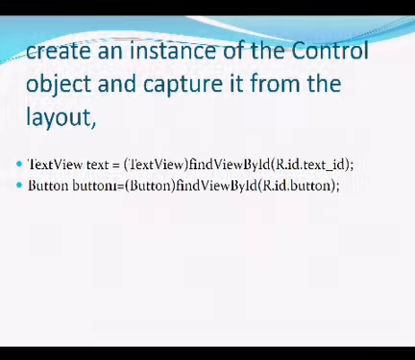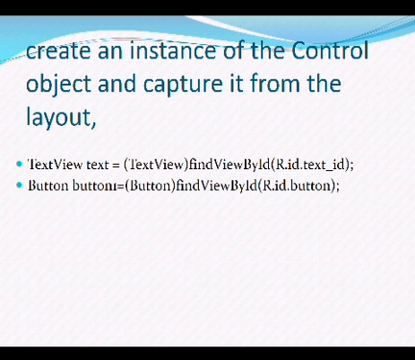Next we move on to how to create an instance of this control object and capture it from the layout file. So finally, create an instance of the control object. The instance is nothing but the object for that class. Here TextView and Button are the class names, so the objects created for those classes are text and button1. And we define the ID as R.id.text_id. So the text ID and the button ID are the IDs for the UI controls that uniquely identify that text view and that button.